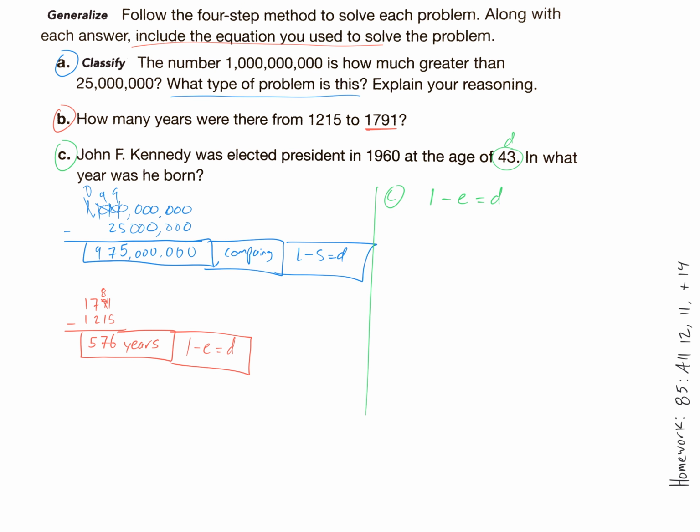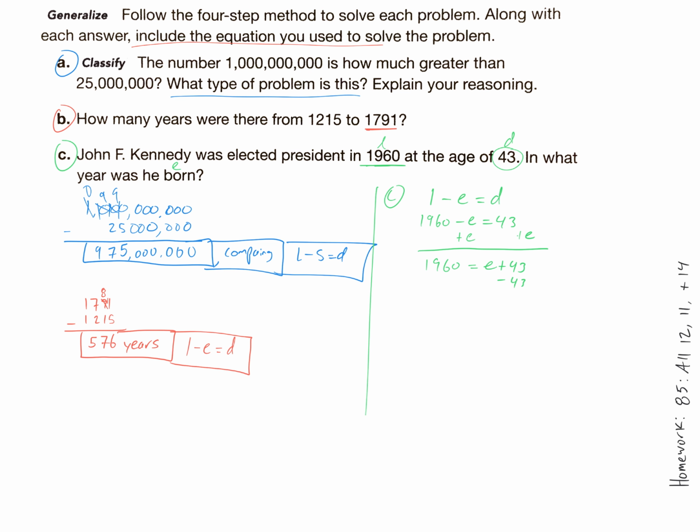And it says John F. Kennedy was elected president here. So this is going to be the later date, the L. So the earlier date is going to be that year that he was born. So I'm going to say 1960 minus E is equal to 43. So then to solve this, I'm going to add E to both sides. So 1960 is equal to E plus 43.